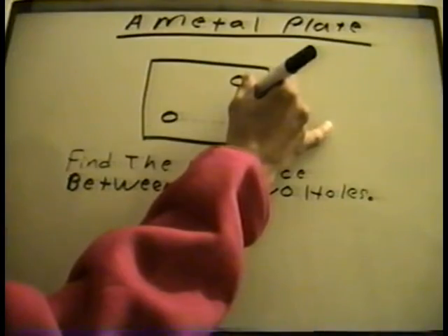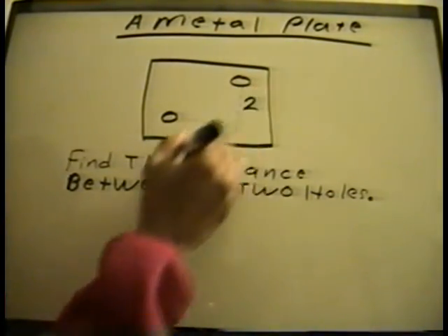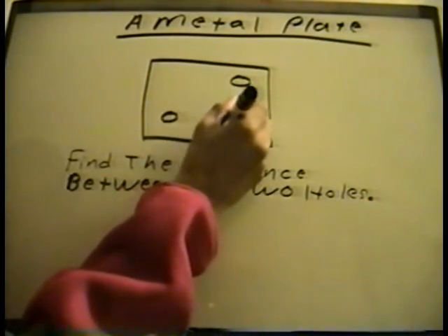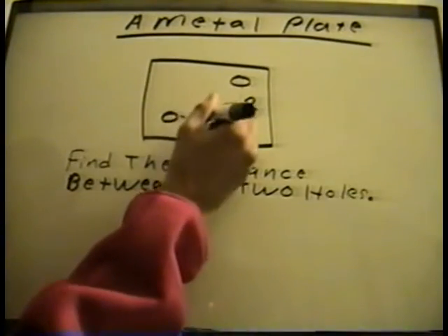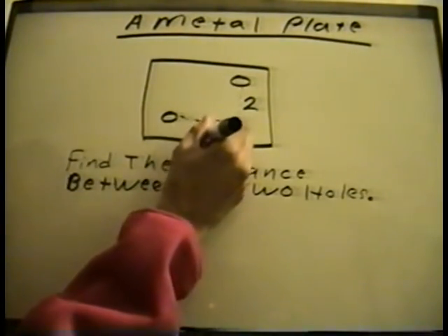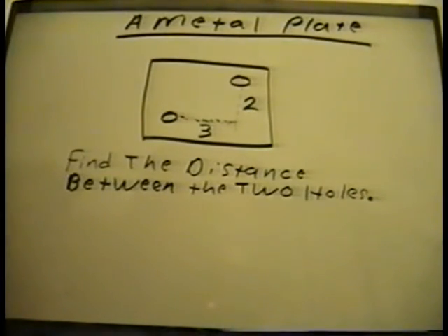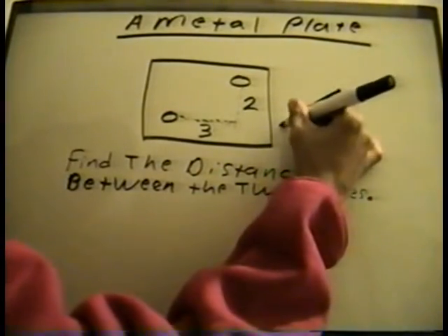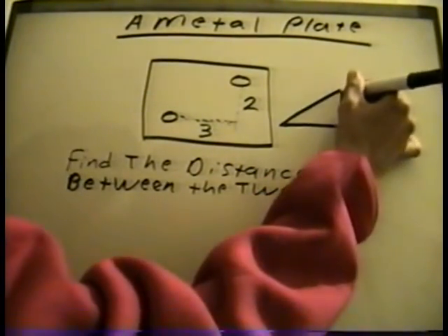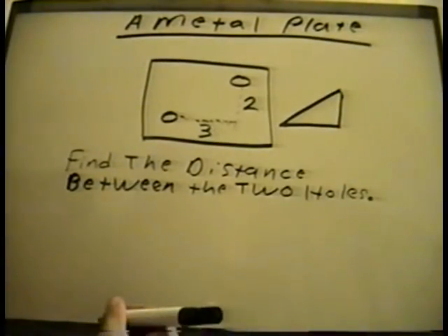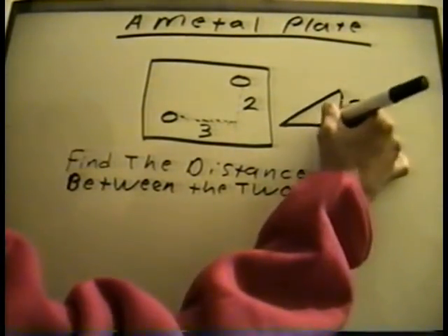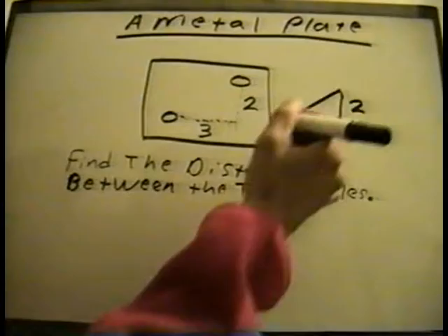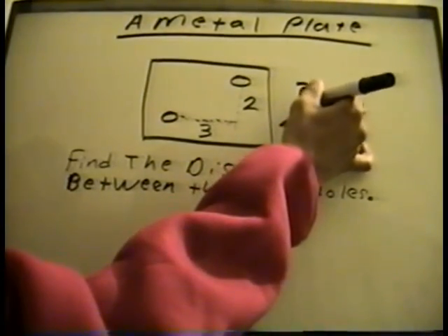Let's say we know that the distance from here to here is 2 units, and the distance from this point to this point is 3 units. Okay, so from here we can set up a right triangle. So now we want to find the length of the hypotenuse.